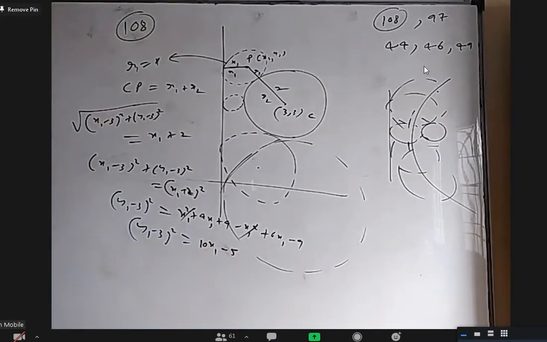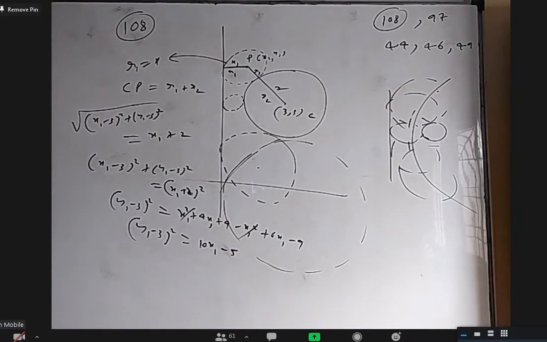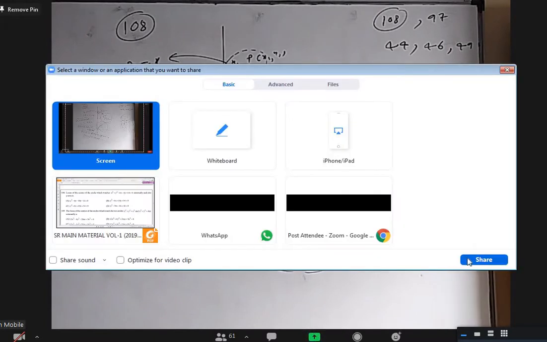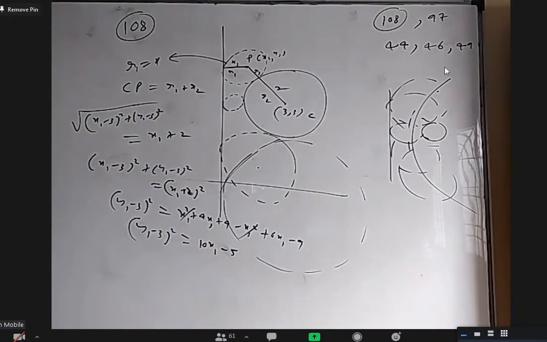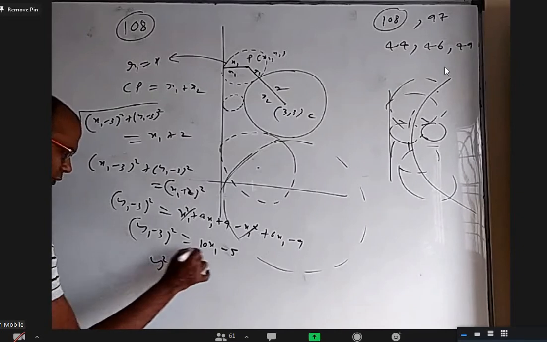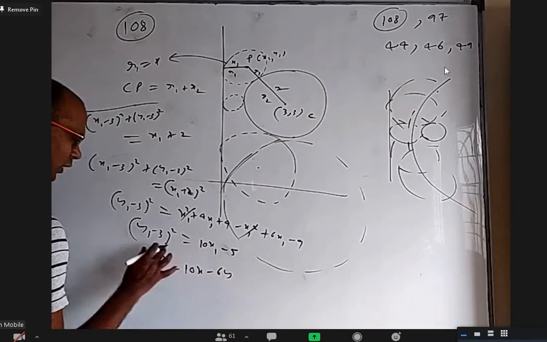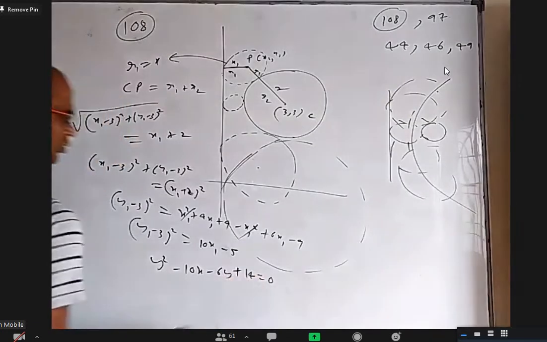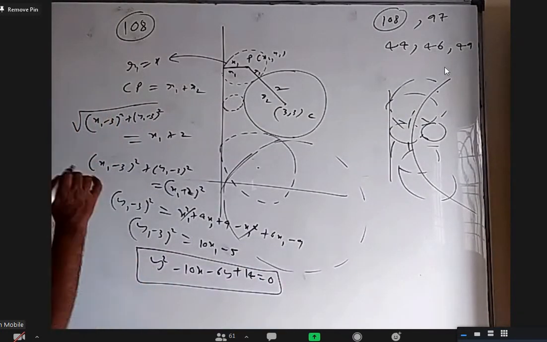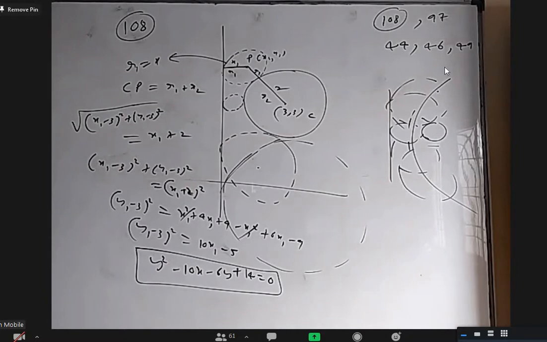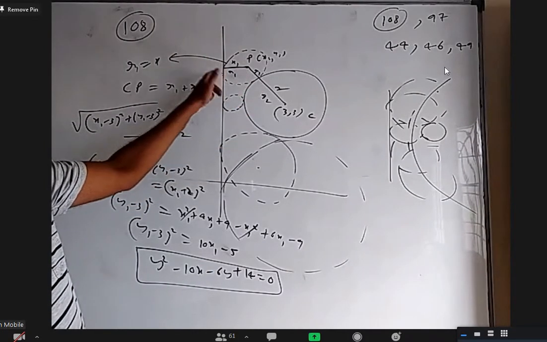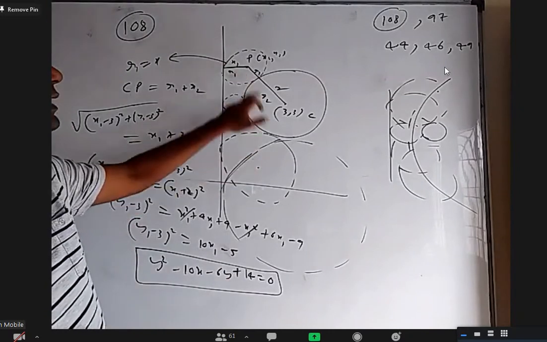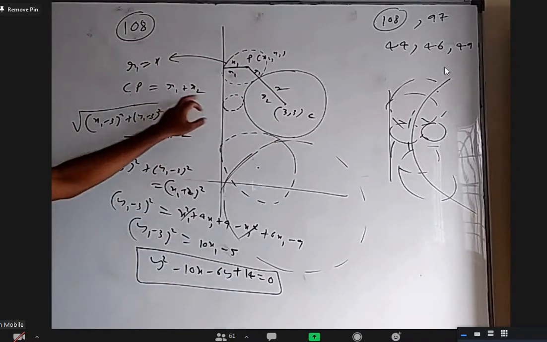We'll expand it: y square minus 10x minus 6y plus 14 equals 0. So basically, two facts only we should know here. When a circle is touching a line, the distance from the center to that line equals the radius. And when two circles are touching externally, C1C2 equals R1 plus R2.